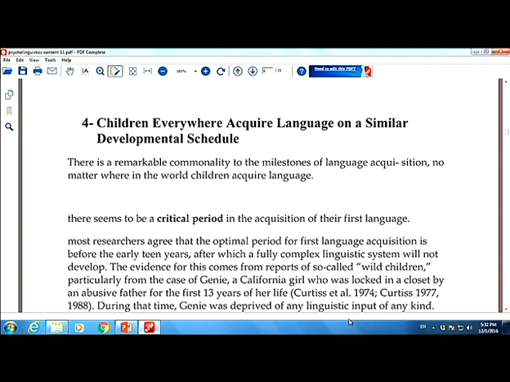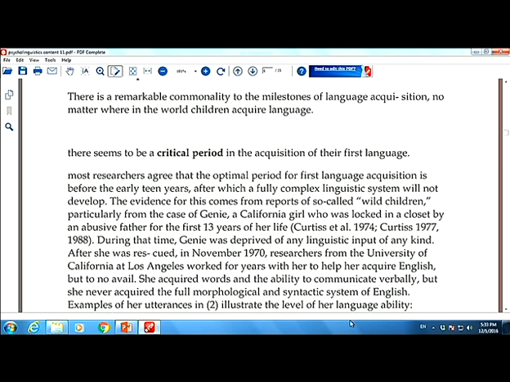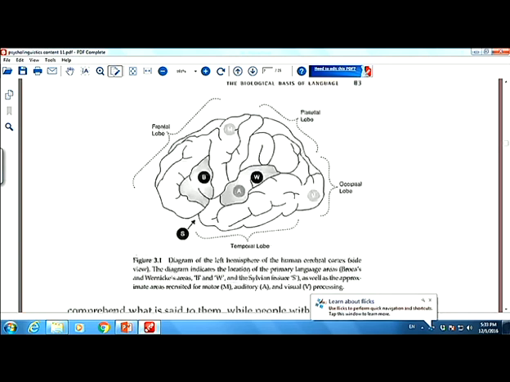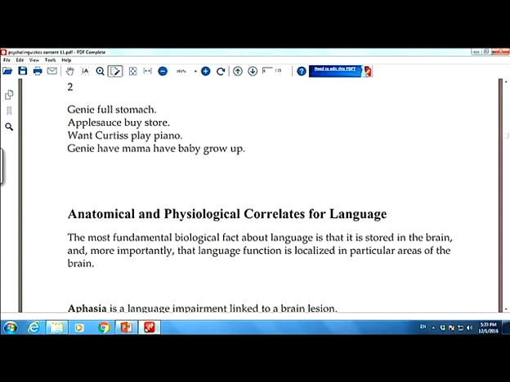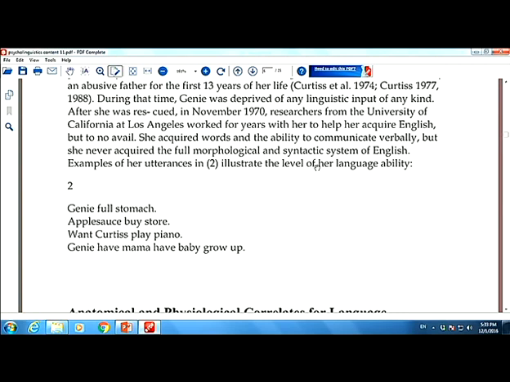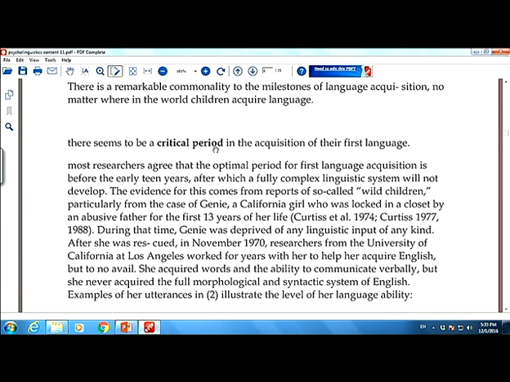And also there's a critical period, which is important because it's in bold. Can you see it? Yes, here. Yes, there is a critical period for language acquisition. What does that mean? And when is it?